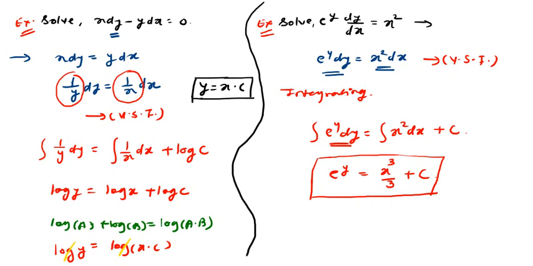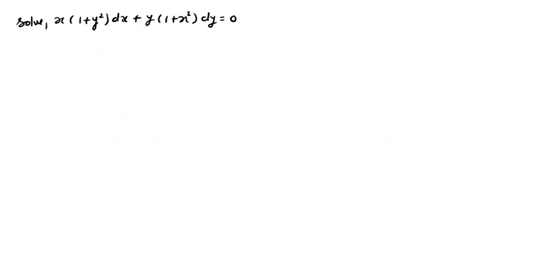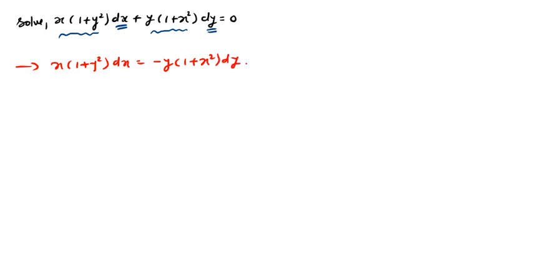Now in the next example, if you again observe here, the coefficient of dx is a function of x and y both, and also the coefficient of dy is a function of x and y both, but we can separate it. How to separate it? Just rewrite the given example: x into 1 plus y square dx is equal to minus y into 1 plus x square dy. Now take x terms to one side and y terms to the other side.